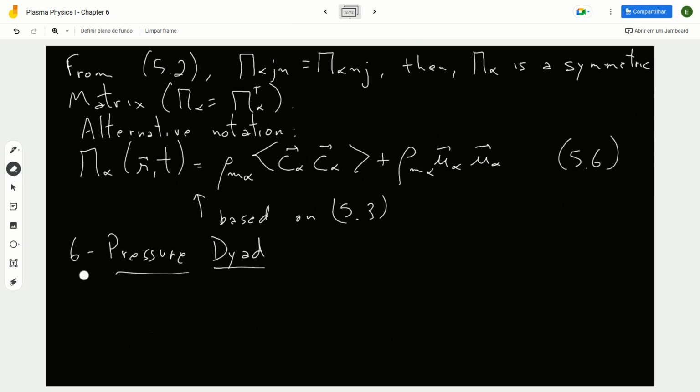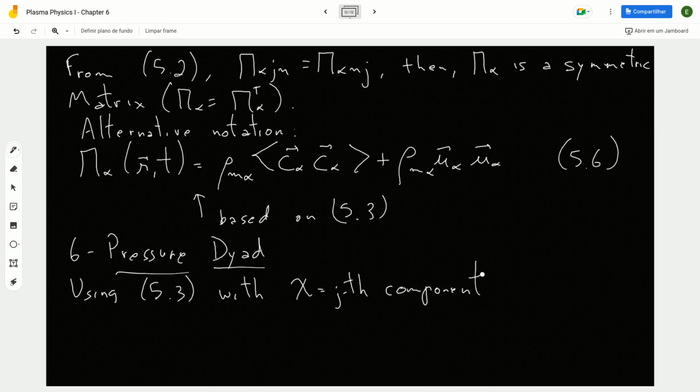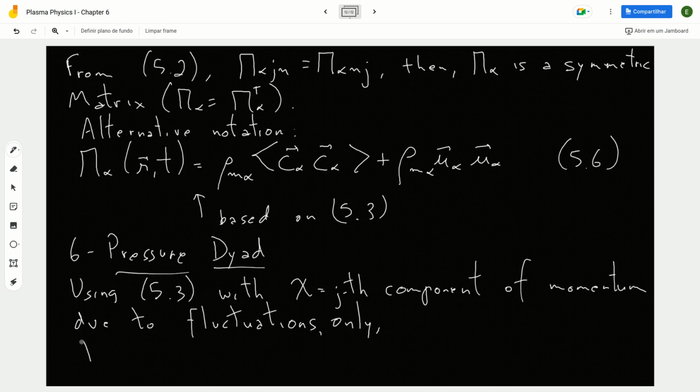So using 5.3 with chi, the jth component of momentum due to fluctuations only, we get P alpha Jn equal to rho m alpha C alpha J C alpha N. So we have defined our pressure tensor.